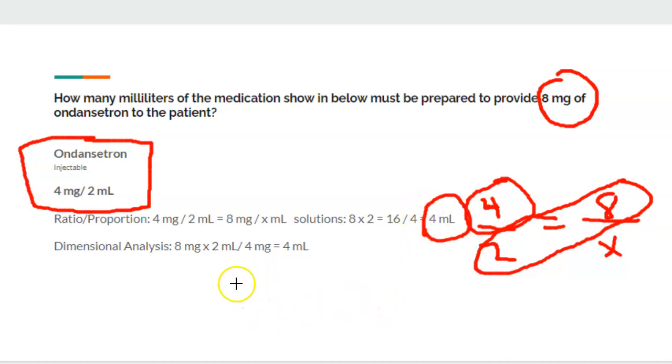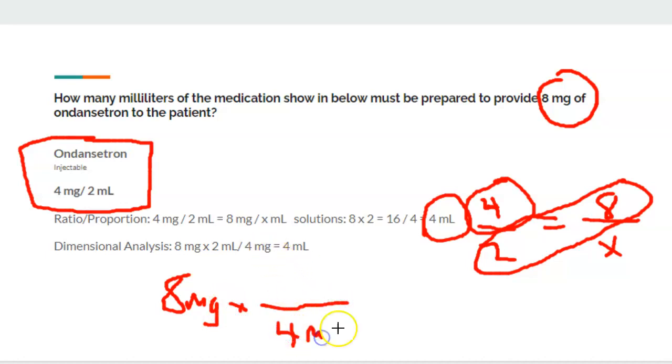Dimensional analysis is the same, except we're going to start with this number here, what the doctor gave us. So we're going to put 8 mgs and set that over. We want the 4 mgs on the bottom, and we want the 2 milliliters on top, and we're going to equal that. So we can cross those off, and we're left with milliliters, right? So we have milliliters left. And then you're going to multiply 8 times 2 is 16 divided by 4, and you're going to get 4 milliliters.